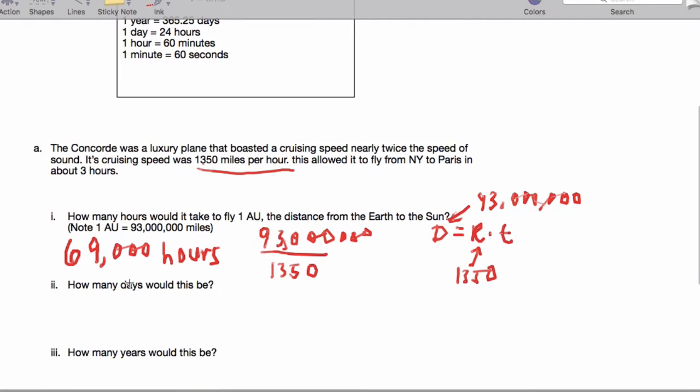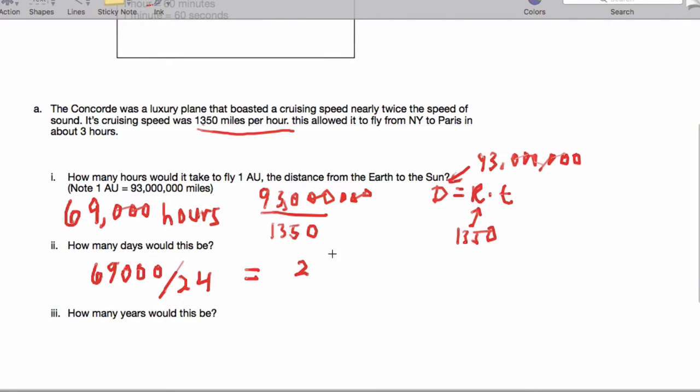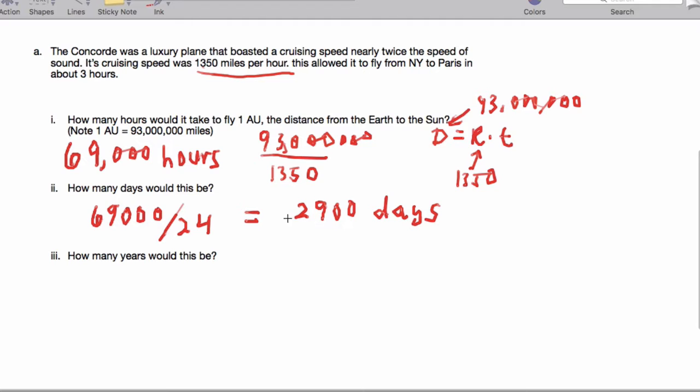And then when we want to know how many days this will be, now we're just going to convert units. So we'll take 69,000 hours and divide it by the 24 hours in a day. This is giving me about 2,900 days. Again, I am rounding compared to what you'll see in the answer key. And then if we want to get a number of years here, we'll take 2,900 and divide it by 365.